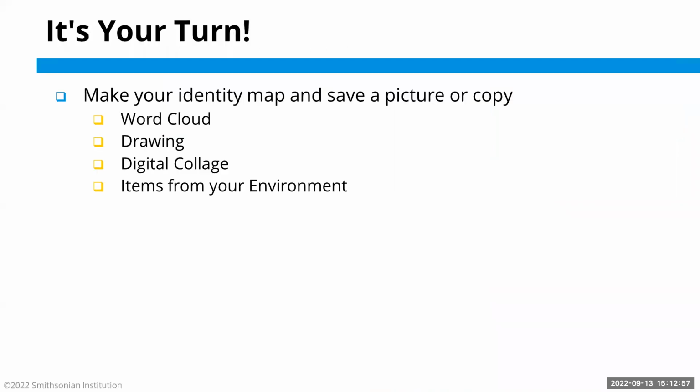So now it's your turn. Go ahead and make your identity map and save a picture of it or a copy of it. You can do this through any of the methods that you saw, whether it's word cloud, drawing, digital, or a magazine collage, or you can gather items from your environment and take a picture. All of these ways of learning and knowing about your environment are important, and so you should use the way that you like best.